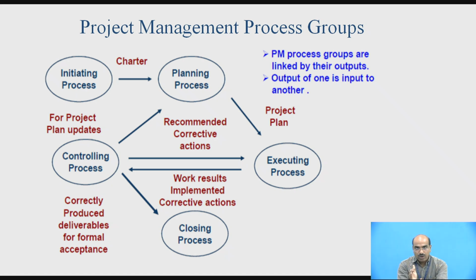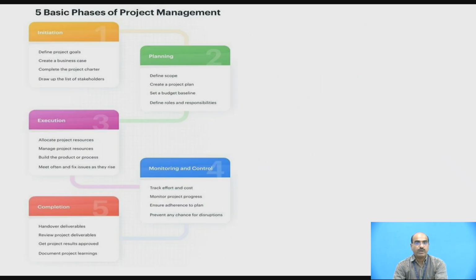So the outputs are linked together. Once an output is linked to the input for the next phase, this is how the process groups work. Typically, these are the 5 basic project management techniques. The first one is defining a project goal, then creating a case, then completing the project charter. All project charters will be completed in the initiating phase. Then list your stakeholders, that is, who your stakeholders are. Define the scope, then create a project plan, set the budget baselines and define the roles and responsibilities, which is the second, called planning.